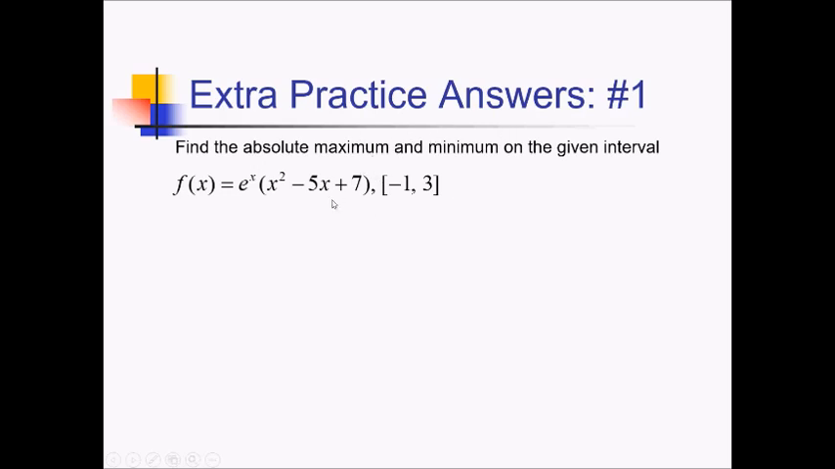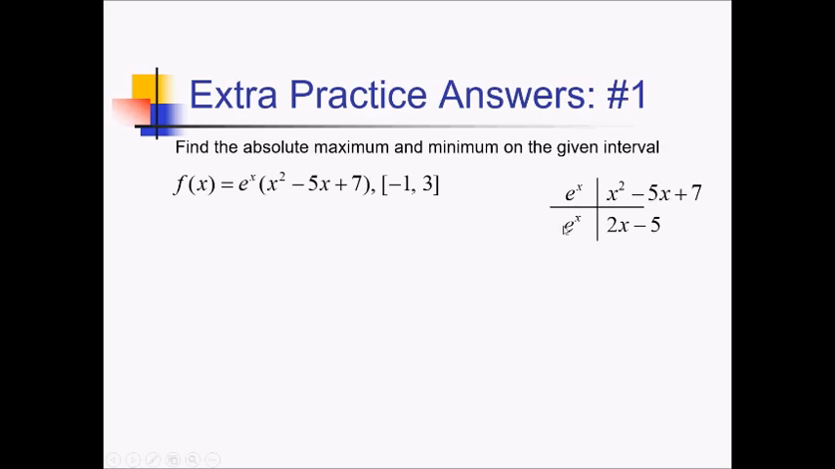So we're going to start by figuring out what the critical values are, taking the derivative of this thing. For the derivative, I'm going to need the product rule on this one. That's u prime v plus uv prime. So let me set up a box and ribbon to help me with that. I have my factors, e to the x, and this polynomial here, x squared minus 5x plus 7. And the derivatives of those are going to be e to the x and 2x minus 5.